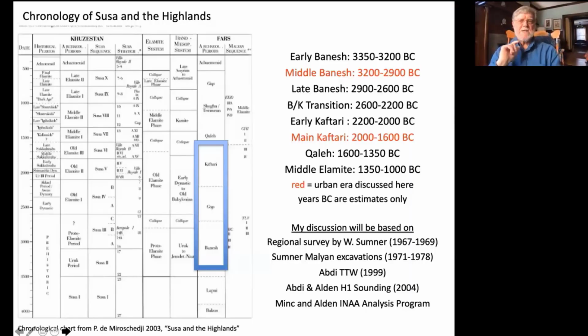This is the chronology of what we're working with at Malyan. It was from Pierre de Miroschedji in the Festschrift for William Sumner. And one of the reasons that I am using it today, and I like it, of course, I think that he captured all the relationships correctly, but he also shows a gap between the Banesh and the Kaftari. And that's one of the focuses of my discussion.